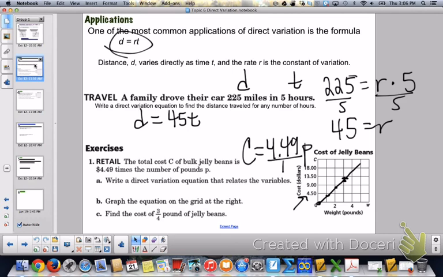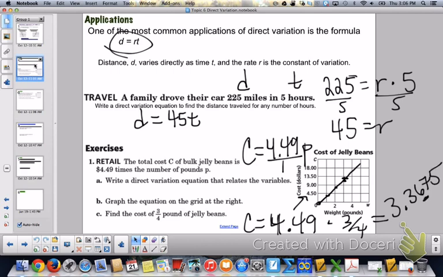Okay, and then find the cost of 3/4 of a pound of jelly beans. We just do C equals 4.49 times 3/4, and figure out what that equals. Let's see, 4.49 times 3/4 is 3.3675, so a little lesson here: make sure it's dollars and cents. So it's going to be $3.37. Okay, $3.37. So you have a U try, go ahead and do that, and then pick up after that.